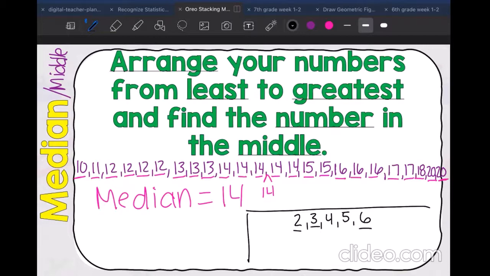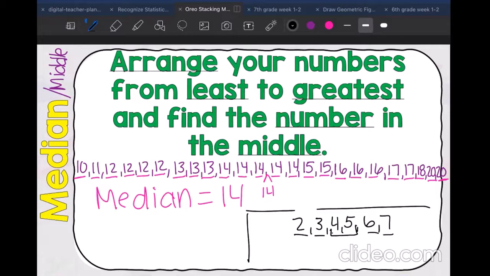Wait, I did it wrong. 2, 3, 4, 5, 6, and 7. So 2 and 7 go together. 3 and 6 go together. And now I'm stuck with two numbers in the middle, 4 and 5. How do I figure out what comes in between 4 and 5?